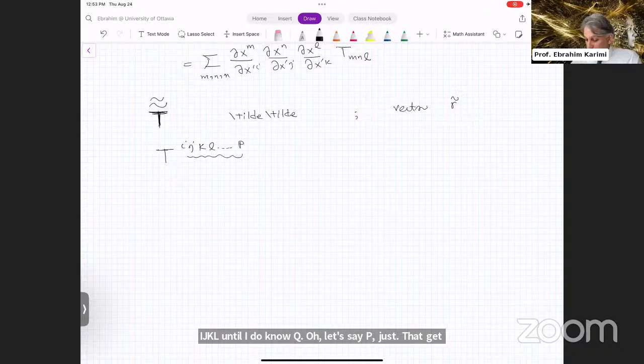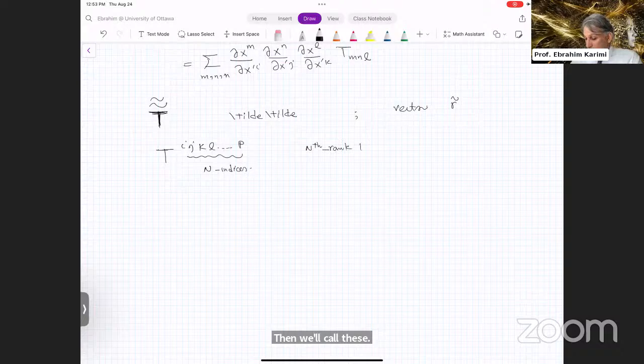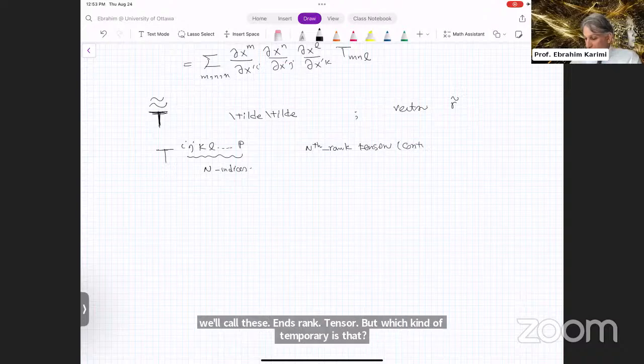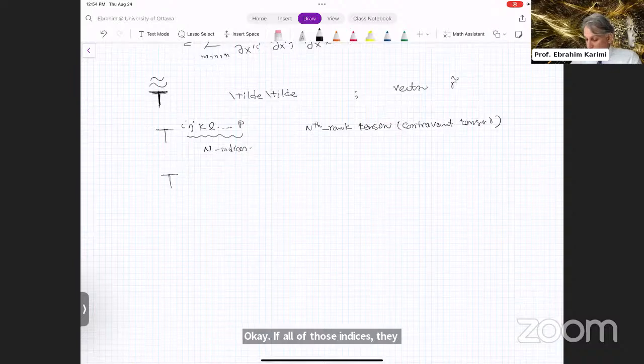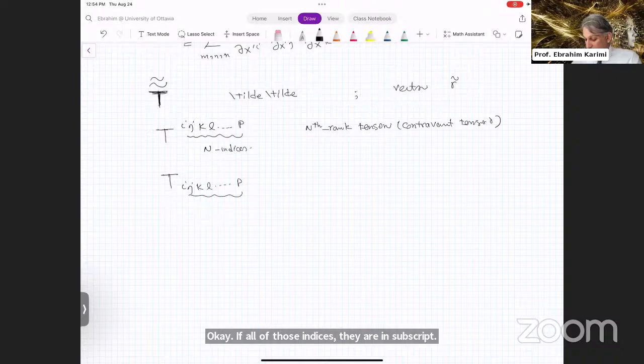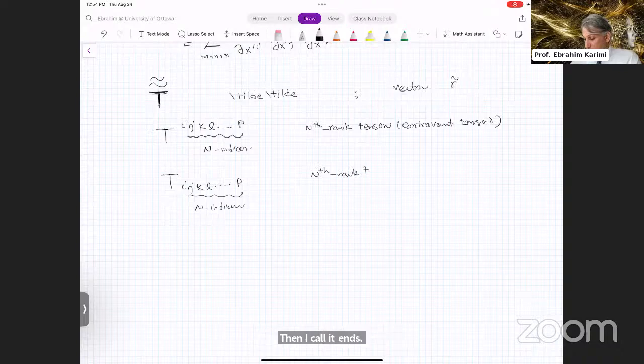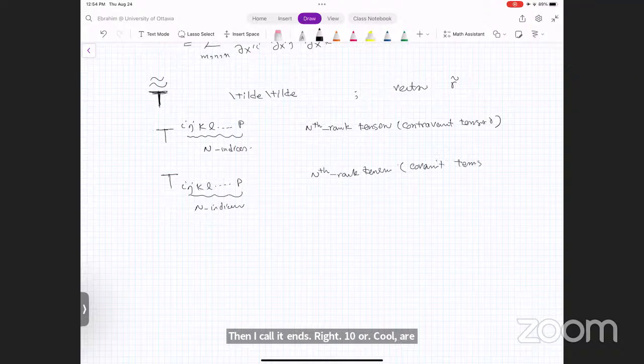And if those numbers are n indices, then we call this an nth rank tensor. But which kind of tensor is that? It is a contravariant tensor. If all of those indices are in subscript, K, L until P, again n indices, then I call it an nth rank covariant tensor.